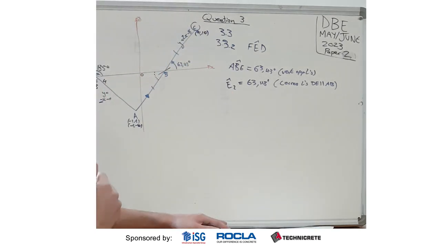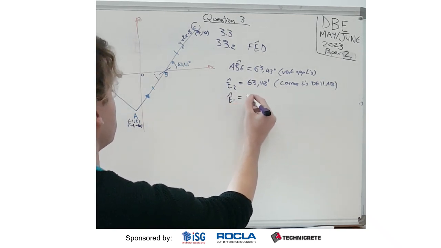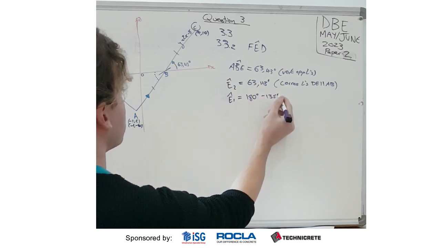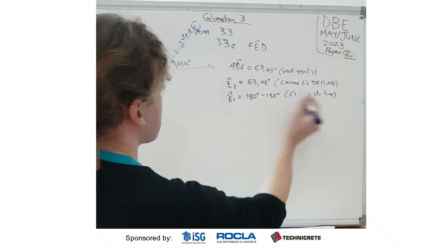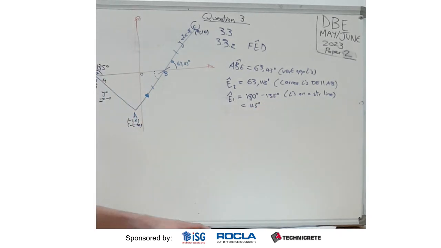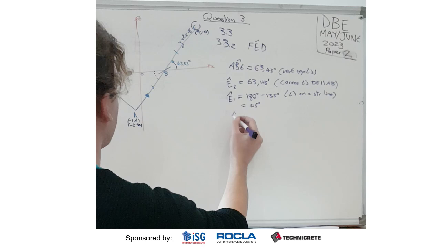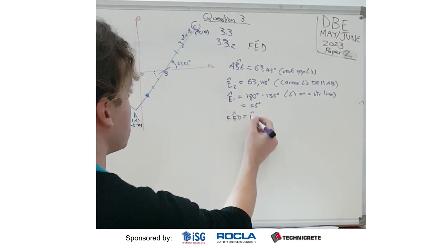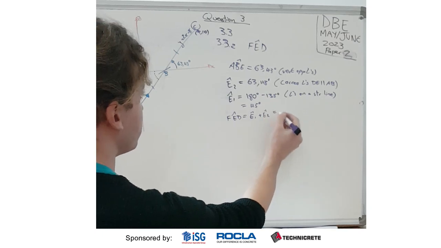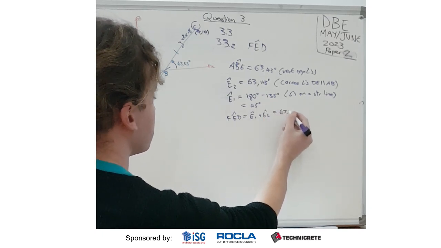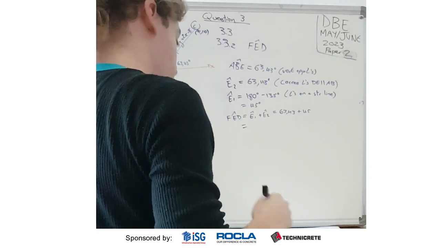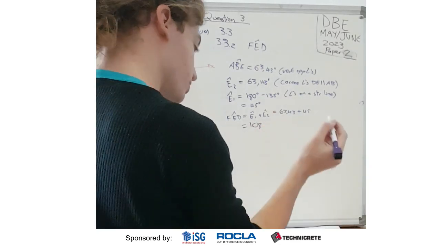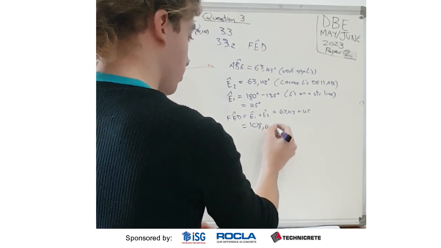So now that we have that, we can work out E1 over here. Actually, we could have done it a little bit earlier as well. So angle E1 is equal to 180 degrees minus 135 degrees. Why is that? It's angles on a straight line. And that is a total of 45 degrees. So, angle FED, same as angle E1 plus angle E2, which is 63,43 plus 45. That's the sort of thing you can put into your calculator. I did this beforehand, so I don't have to waste time pressing buttons. 108.43 degrees.